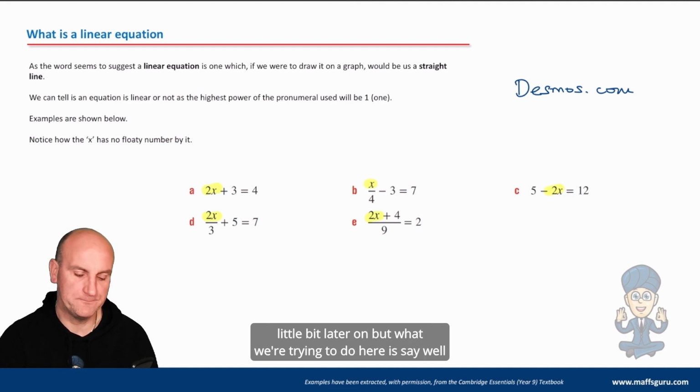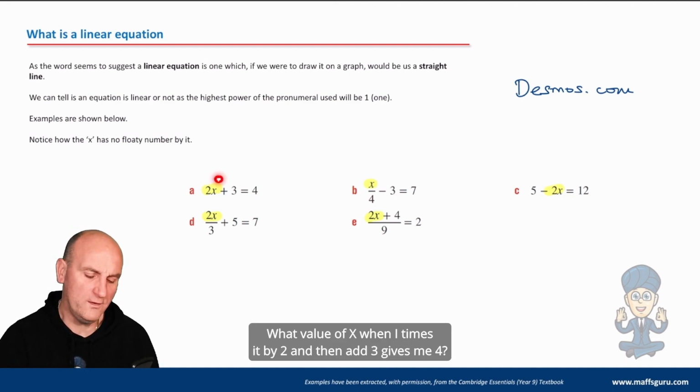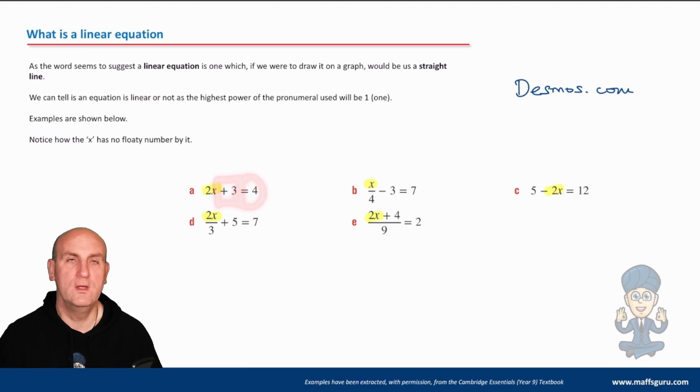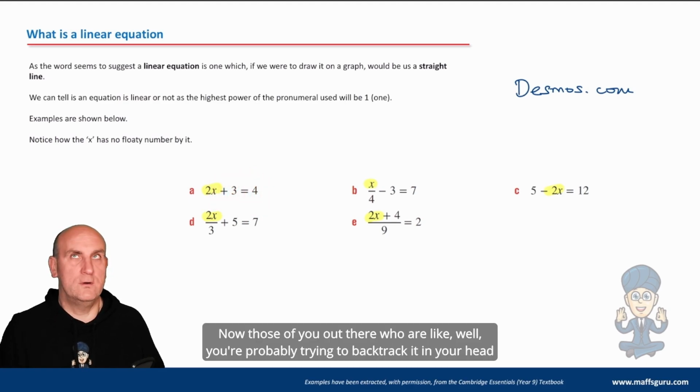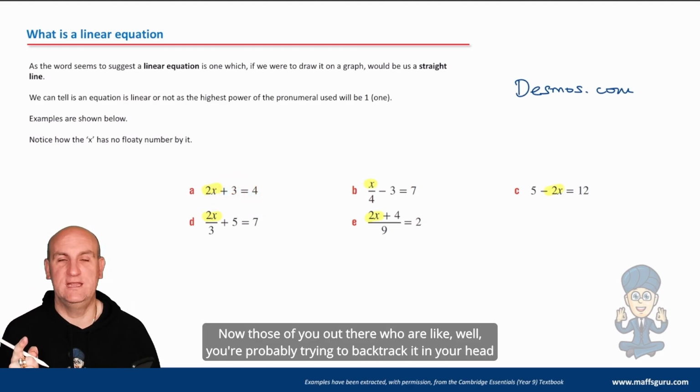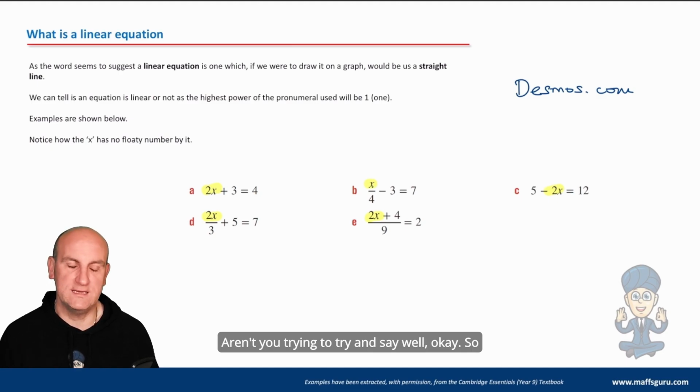But what we're trying to do here is say, well, what value of x, when I times it by 2 and then add 3, gives me 4? Now, those of you out there who are like, well, you're probably trying to backtrack it in your head, aren't you? You're trying to say, well, oh, okay, so what can I do?